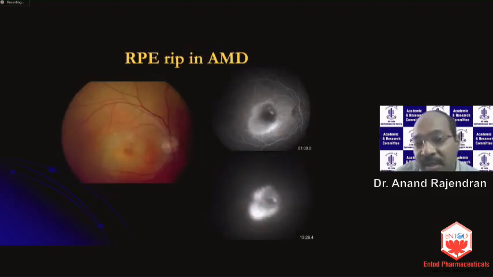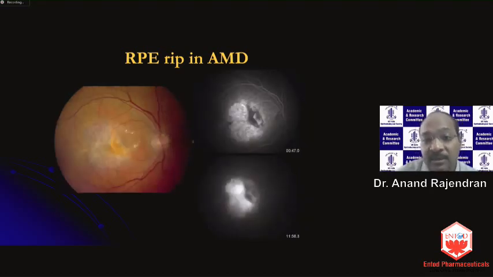RPE rips in AMD, for example in this case of occult CNVM, happen sometimes spontaneously or post anti-VEGF treatment. You can see that it has ripped, and the scrolled-up RPE shows up as an area of blocked fluorescence, and in the denuded choroid there is transmitted fluorescence, and fluorescein helps here.